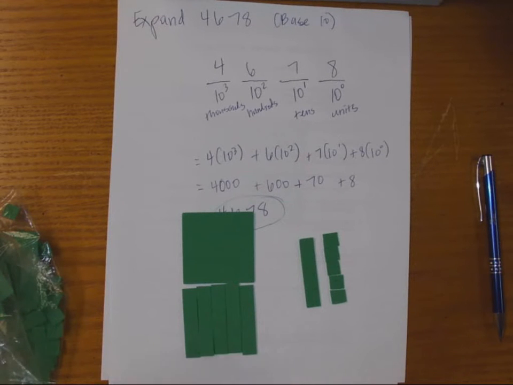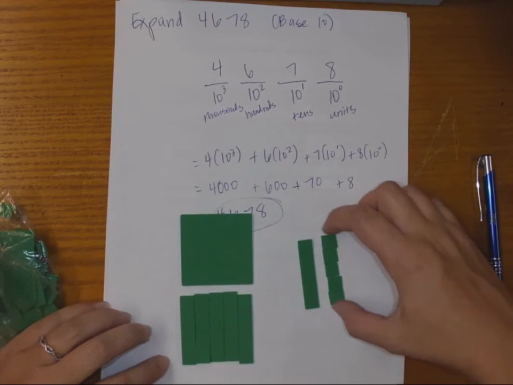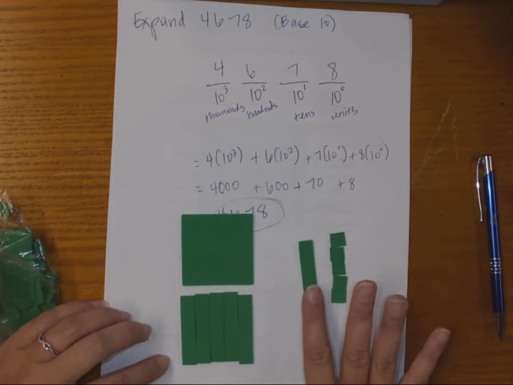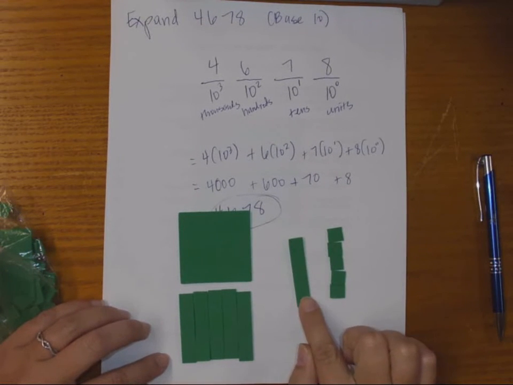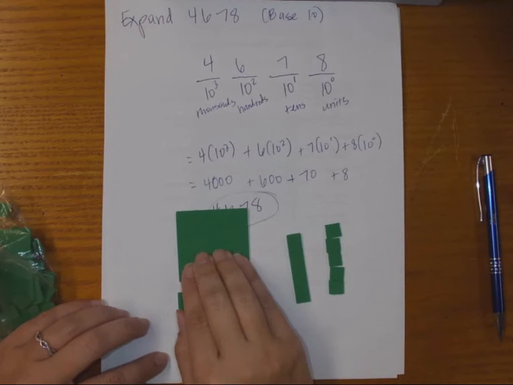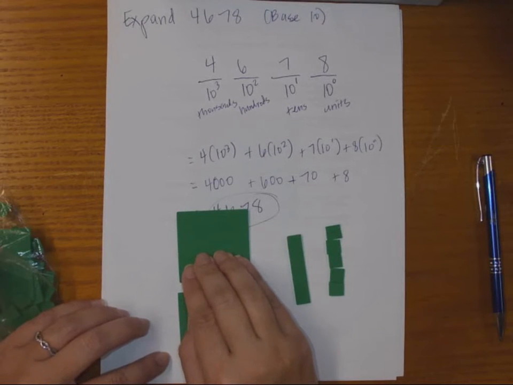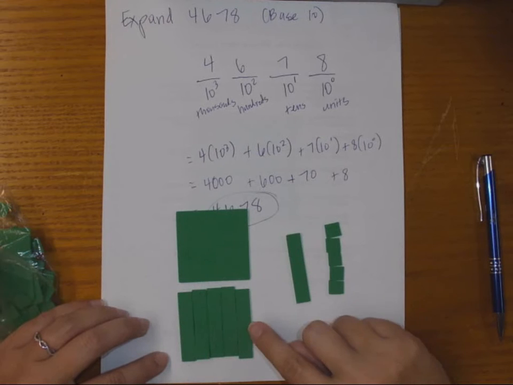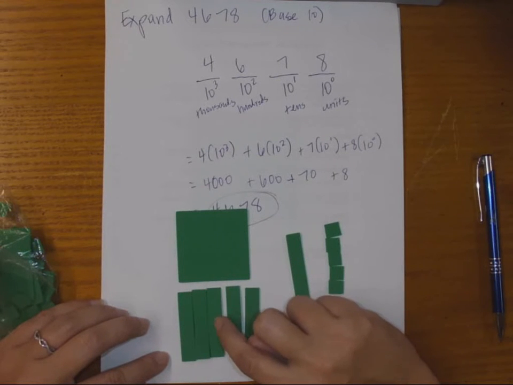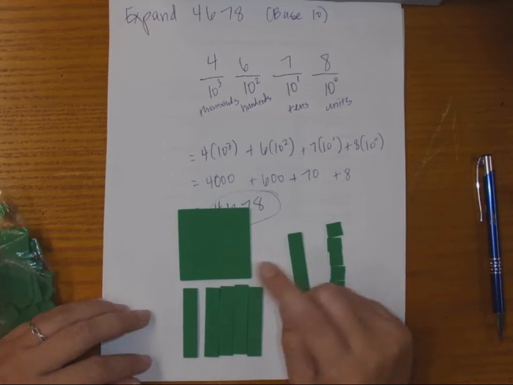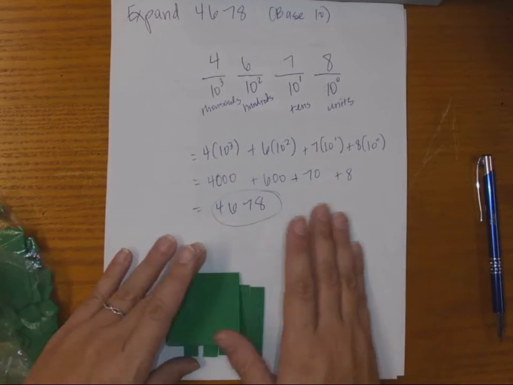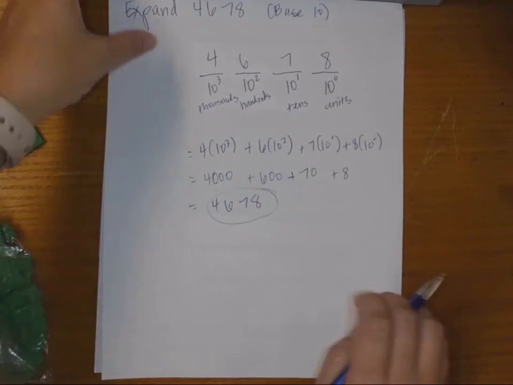So base 5 is different than base 10 because our unit still represents 1. Our long, instead of representing 10, now represents 5. Our flat, instead of representing 100, think how much the flat represents. 5 on this one, 5 on this one, 5, 5, 5. 5 times 5 is 25. Okay, so maybe let's write that down and we'll do a problem with base 5.